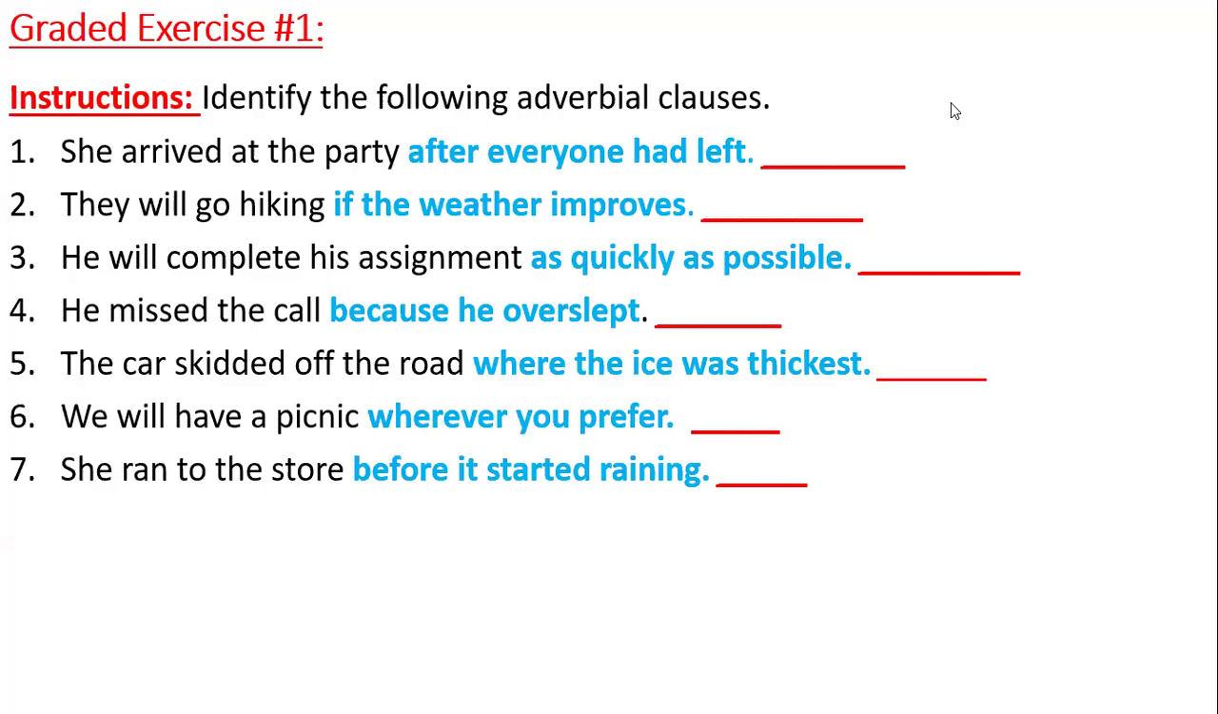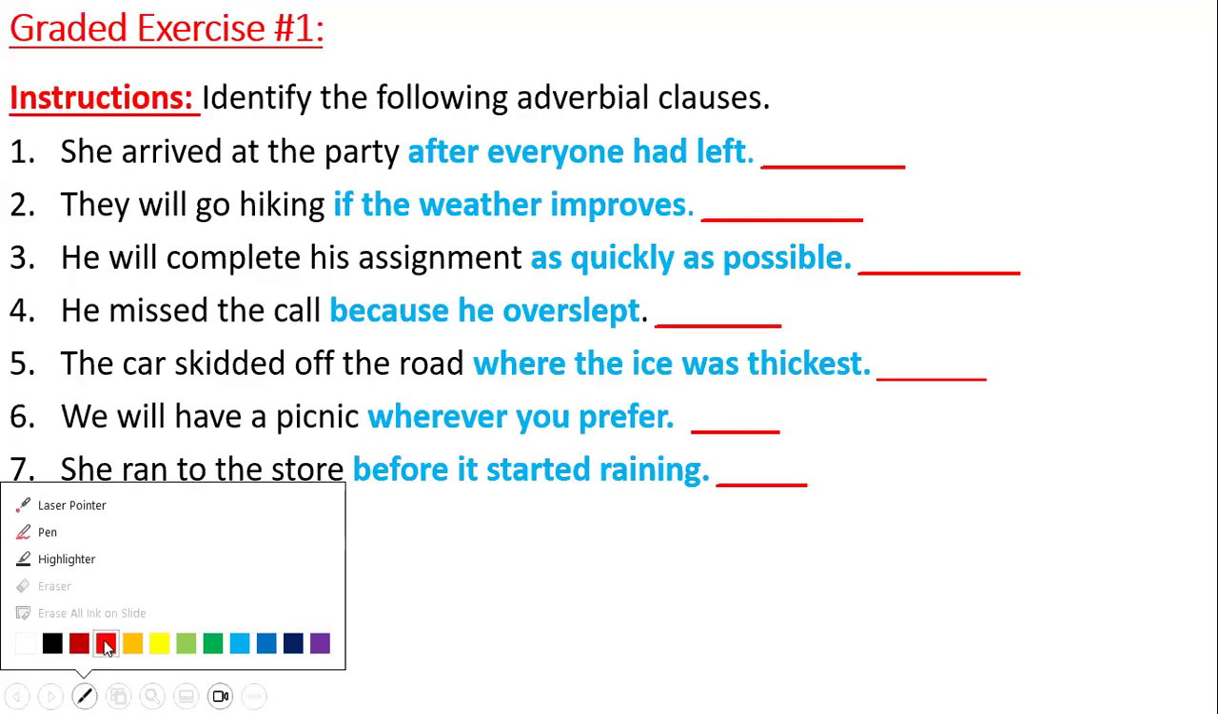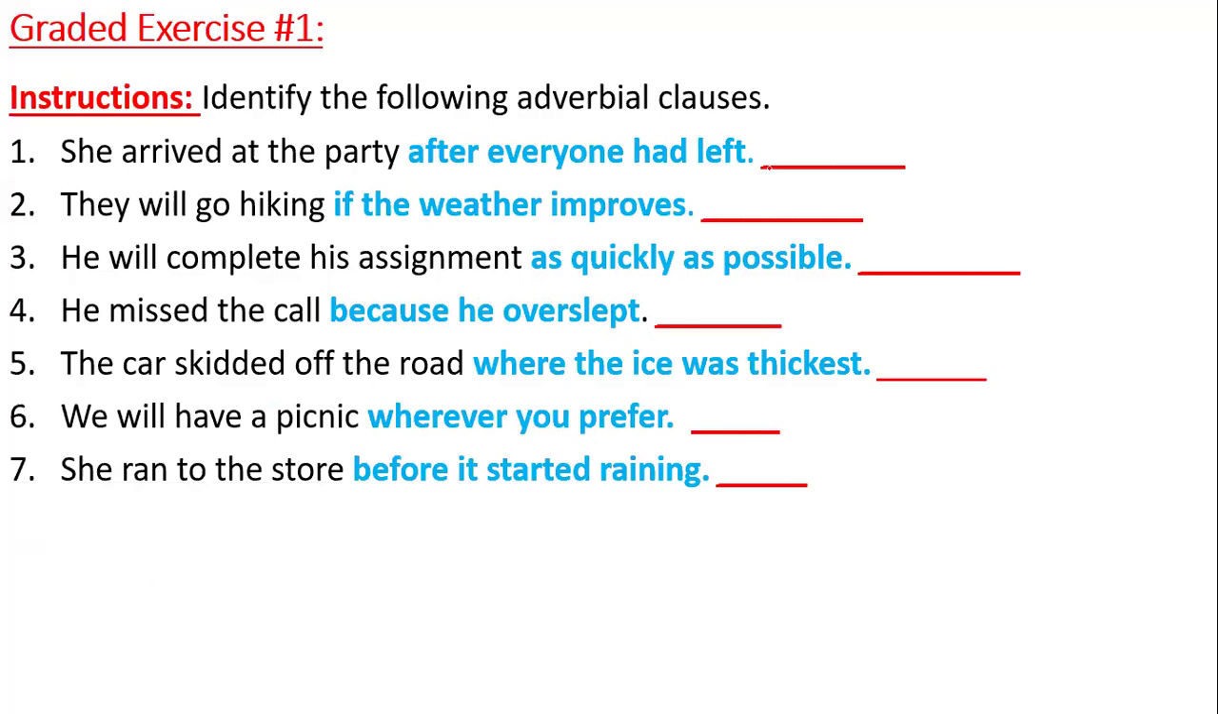All right. What do we have for number 1? She arrived at the party after everyone had left. What do you have for number 1? Time. Why do you have time for that one? Because it says when she left. Time is correct, because after everyone had left, that's the time, right? How many persons had that? Let me know if you had that. I did.